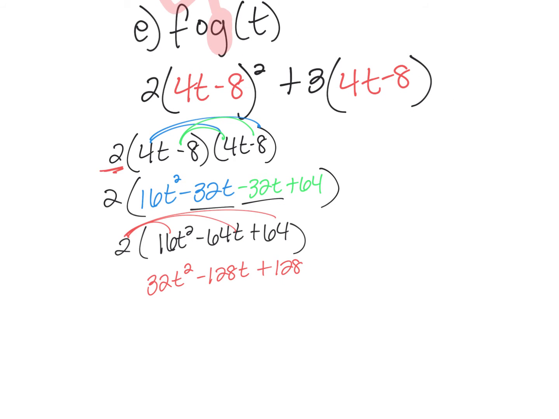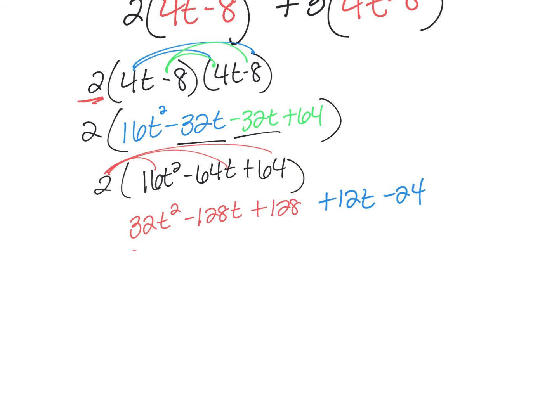All right, now let's do the other side. It's a lot easier, don't worry. So all I need to do is distribute this in, and then I'm going to bring it down to the bottom. So positive 3 times 4t gives you positive 12t. Positive 3 times negative 8 gives you negative 24. All right, now I have everything distributed.